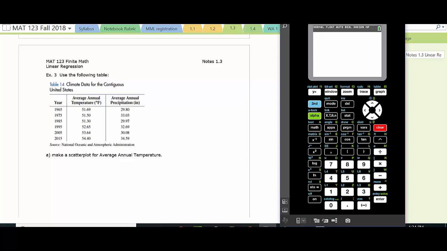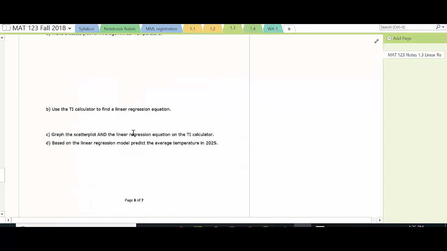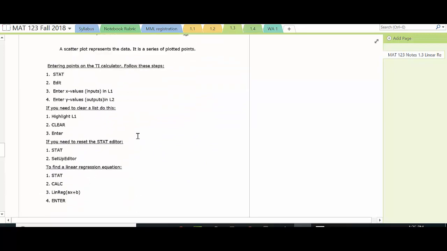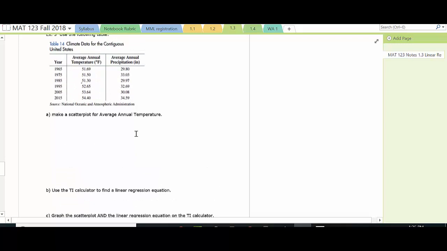What we're going to do with this one is make a scatter plot, and I'm going to teach you the calculator steps here. My computer's frozen again. There it goes. Okay, we're going to do a scatter plot for average annual temperature, so let's take a look at that data. You're going to do a lot of scatter plots in this class from time to time, and I'm going to show you how to do a scatter plot on your calculator too.